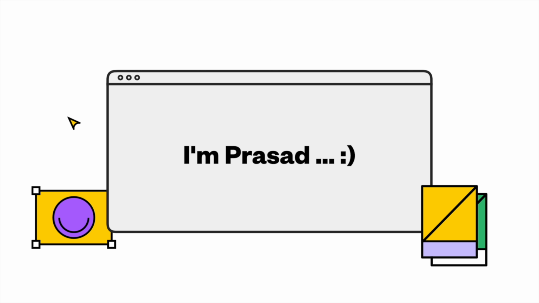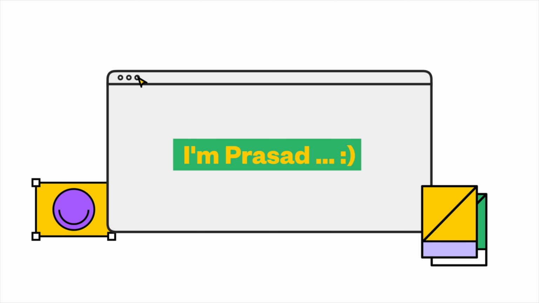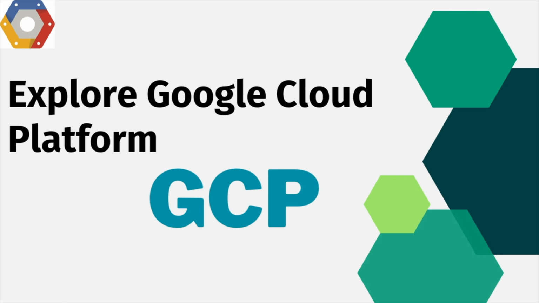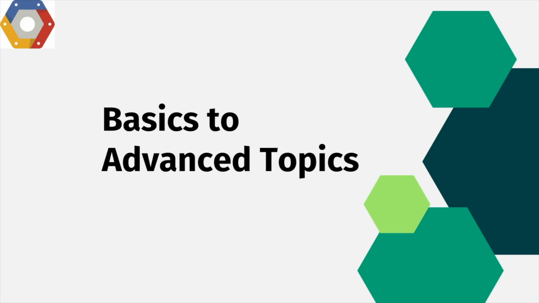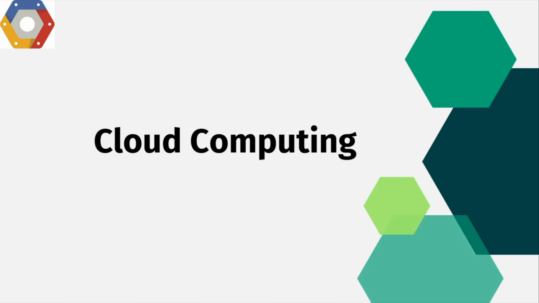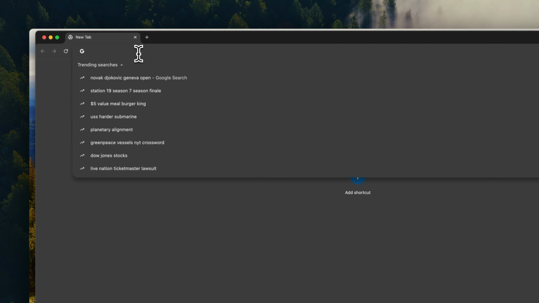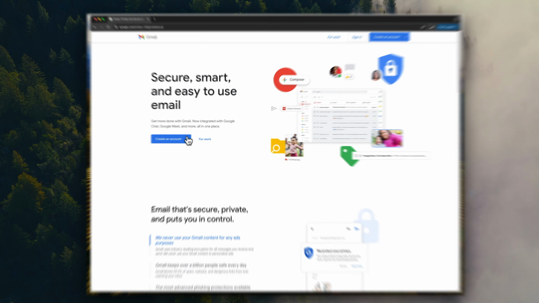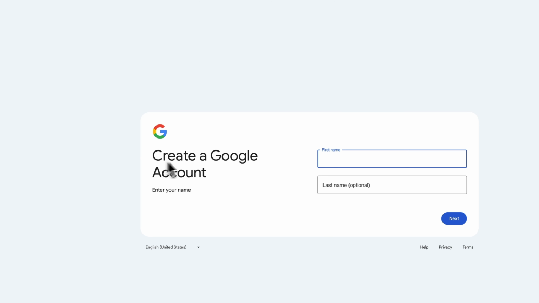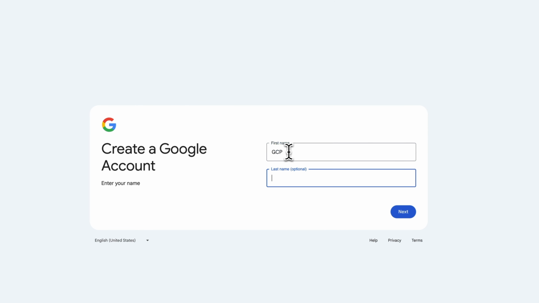I'm thrilled to kick off a new series of videos where we will deep dive into Google Cloud Platform, in short GCP, and explore its various services and tools. In this series, we'll cover everything from the basics to advanced topics, making it a comprehensive learning experience for anyone interested in cloud computing. In this video, I'll be showing you how to create a Gmail account and set up your Google Cloud Platform account where you will receive $300 in free credits to explore Google Cloud services.